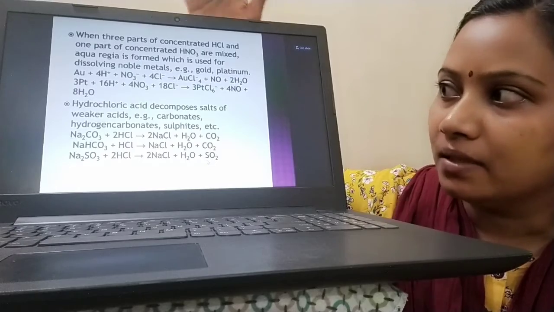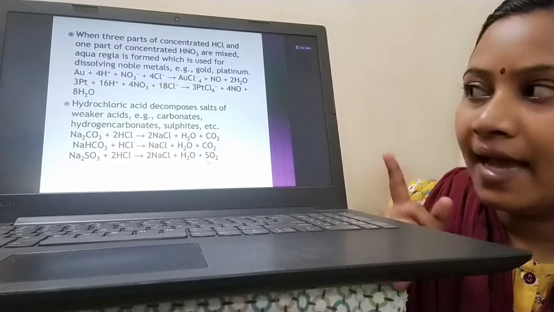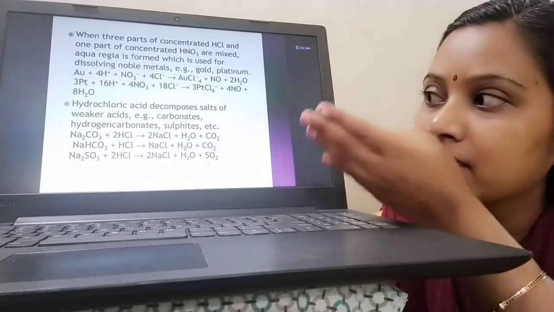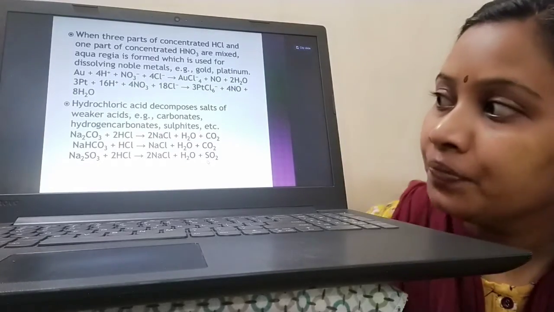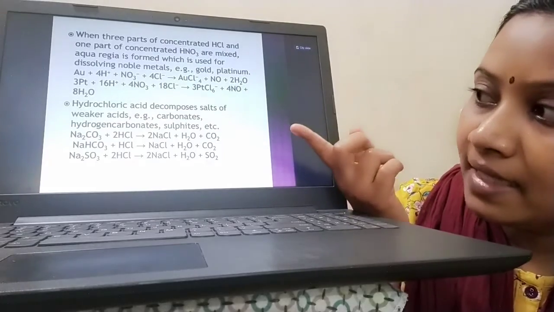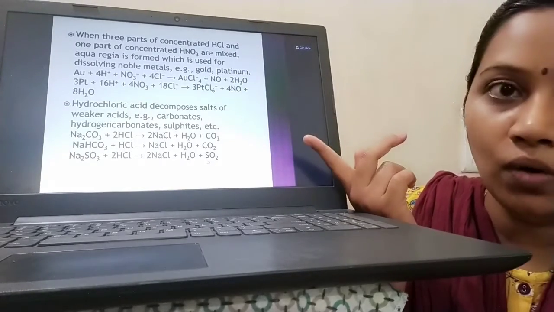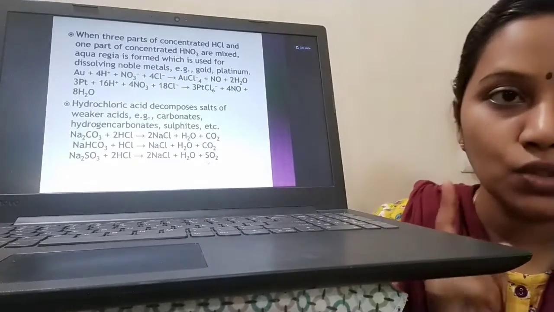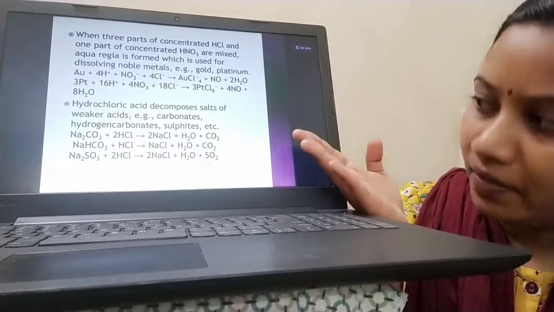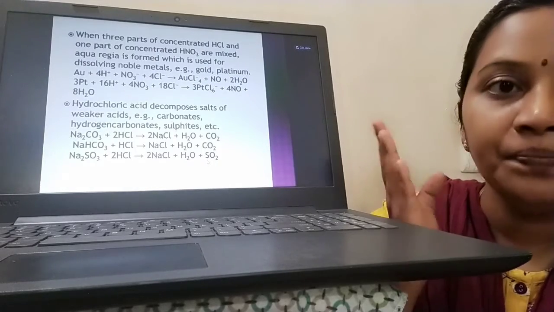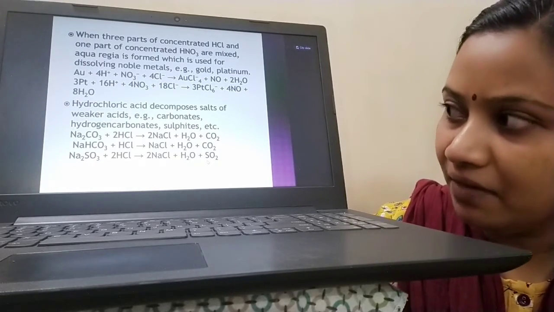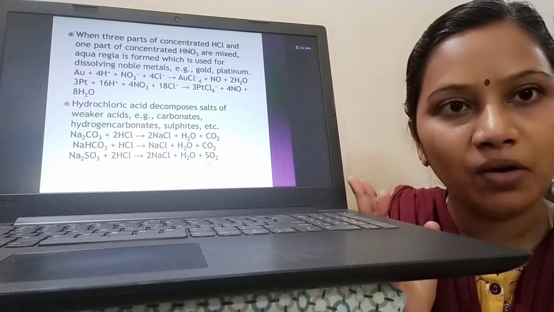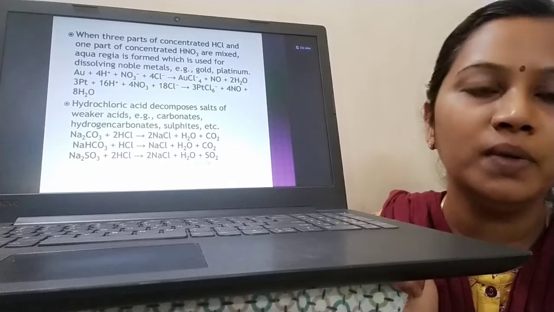And we know hydrochloric acid has the ability to decompose salts of weaker acids like carbonates, hydrogen carbonates, sulfites, etc. So how does it decompose them? When HCl is treated with sodium carbonate, what do you get? Sodium chloride, water and carbon dioxide. The second reaction is with sodium hydrogen carbonate. You have sodium chloride, water, carbon dioxide. The third reaction is with sodium sulfite, where you get sodium chloride and water. Instead of carbon dioxide, here since it is a sulfite involved, you will get sulfur dioxide.